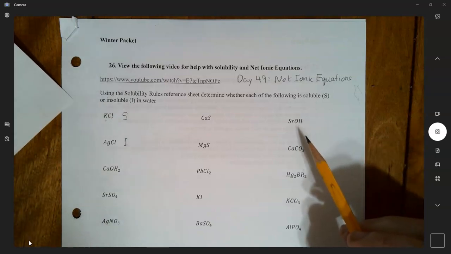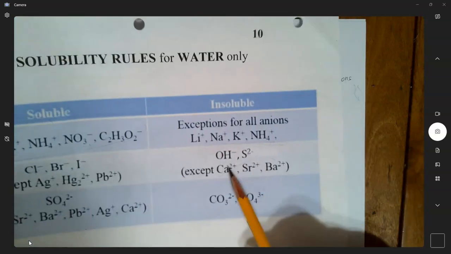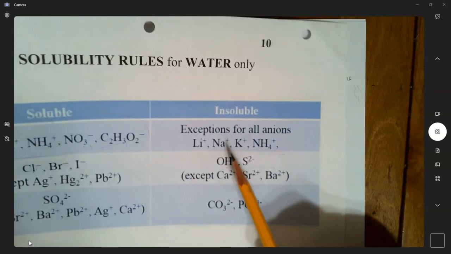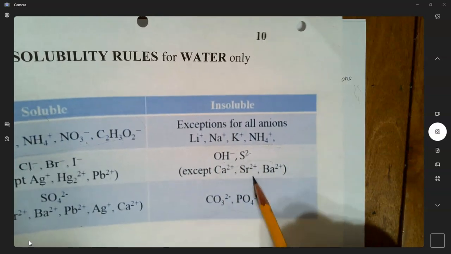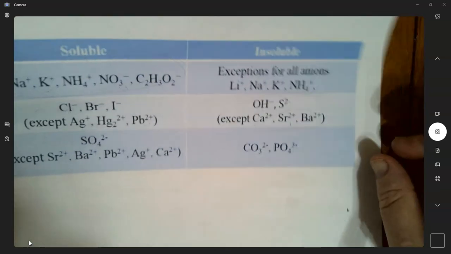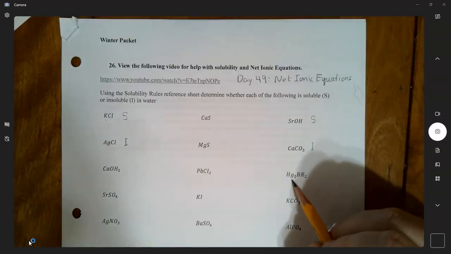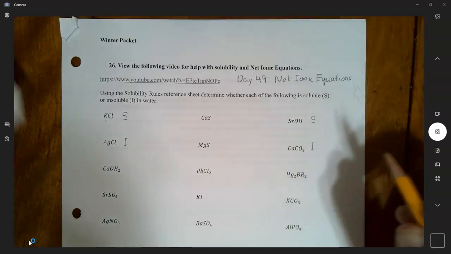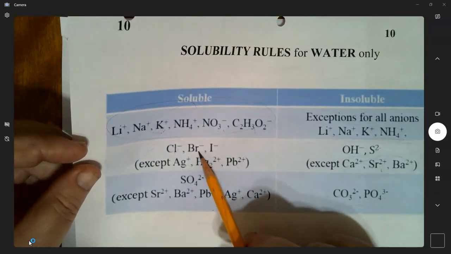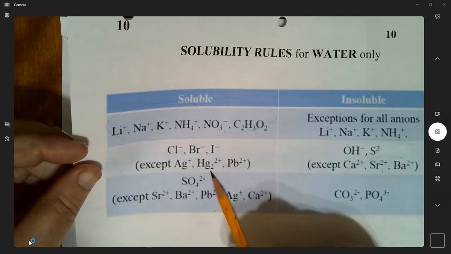Okay, now we come over here to strontium hydroxide. Hydroxide is insoluble with everything because it's in the insoluble column, except these 4 and these 3. And strontium is one of these 3 down here, so that is soluble. Calcium carbonate, that's seashells. So right off the bat, you should know that that's insoluble. Okay, this is mercury bromide, that should be a lowercase r. So bromide is soluble with everything except 3, and Hg is one of those 3, Hg2 specifically, so that's insoluble.